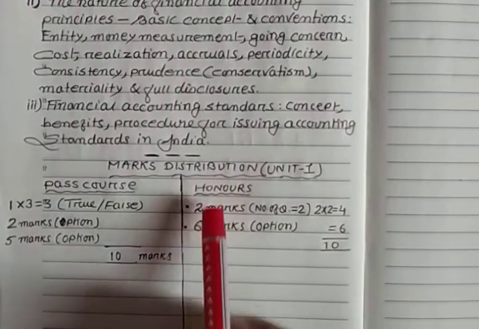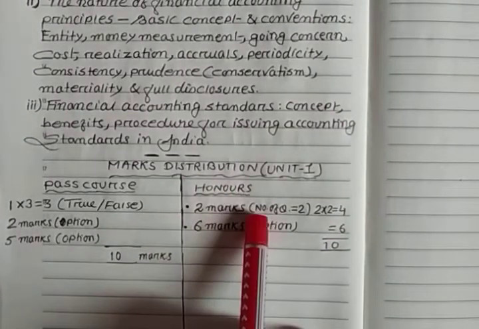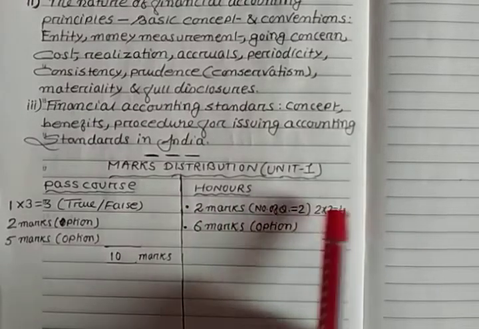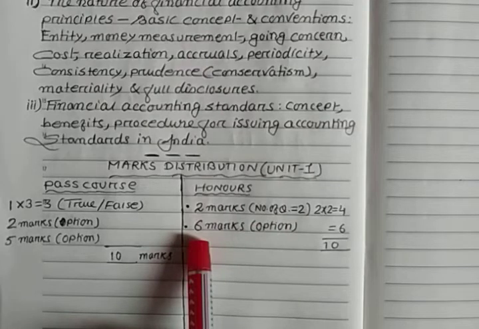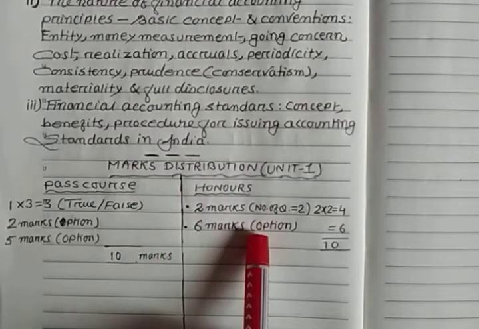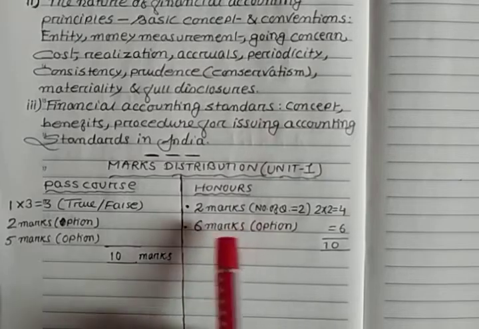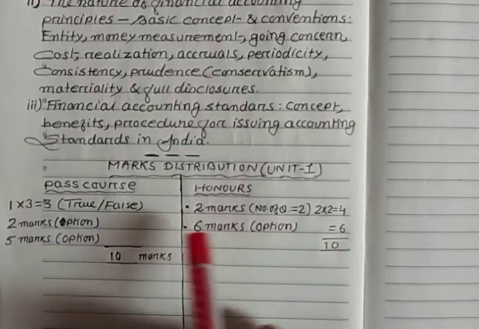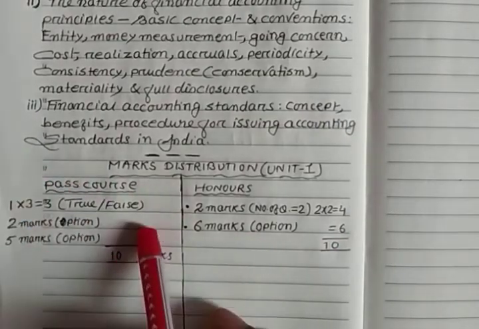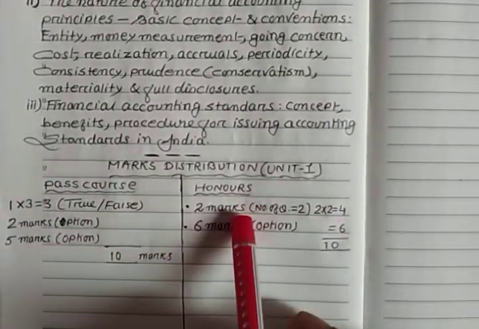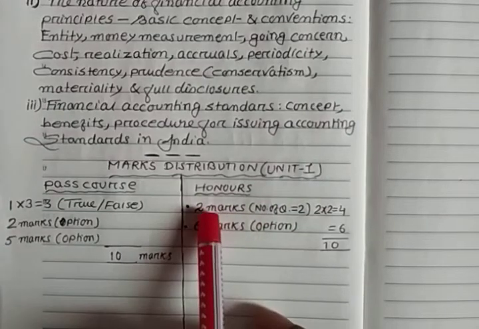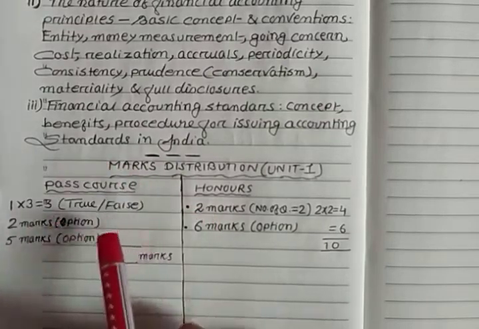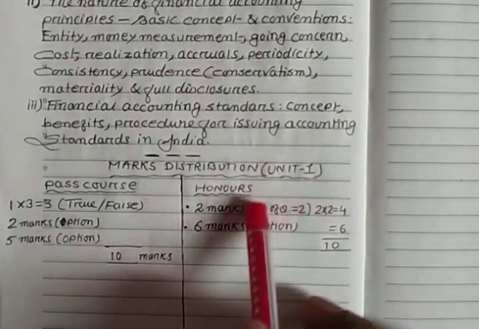And for honors, you will get 2 questions for 2 marks each, that means 2 into 2, 4. And you will get a 6 marks question, with 2 questions given and you have to choose 1. That is 6, so 4 plus 6 is 10. So these marks are for the pass course and these marks are for honors. It is the same paper, but the marks are different for pass course and honors.